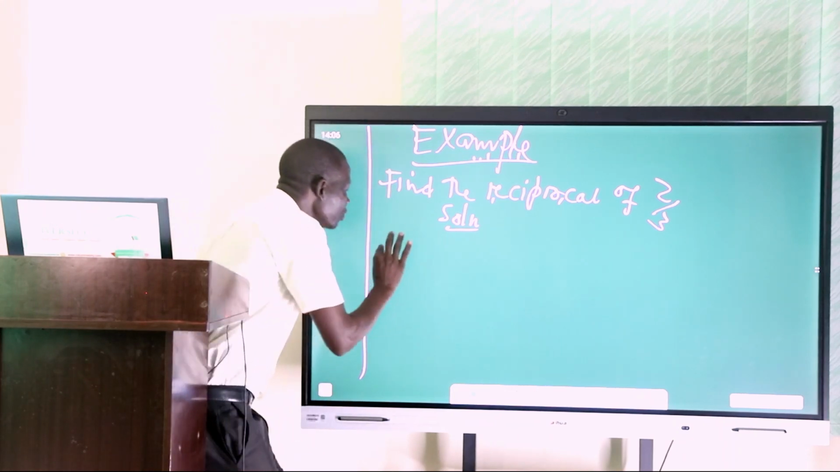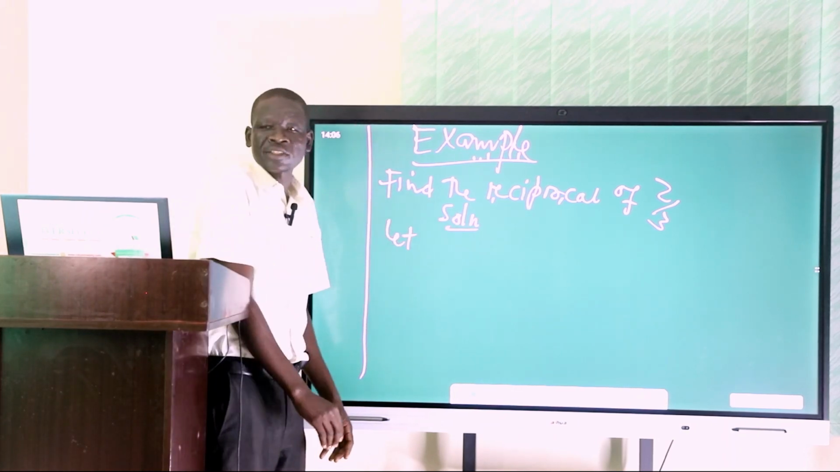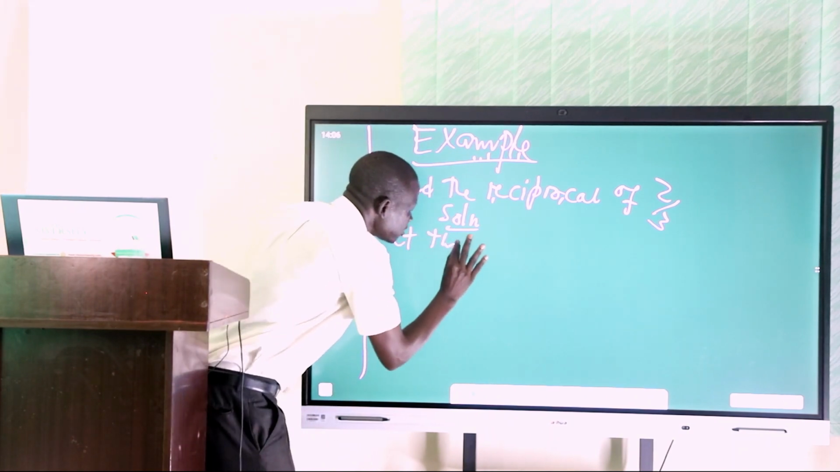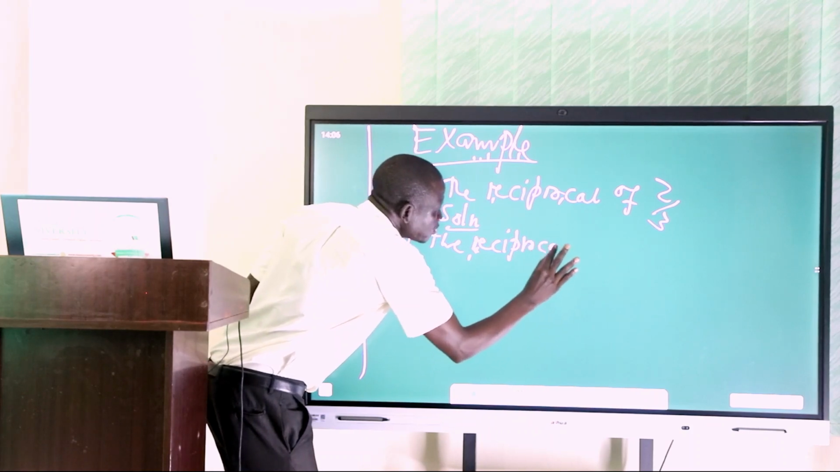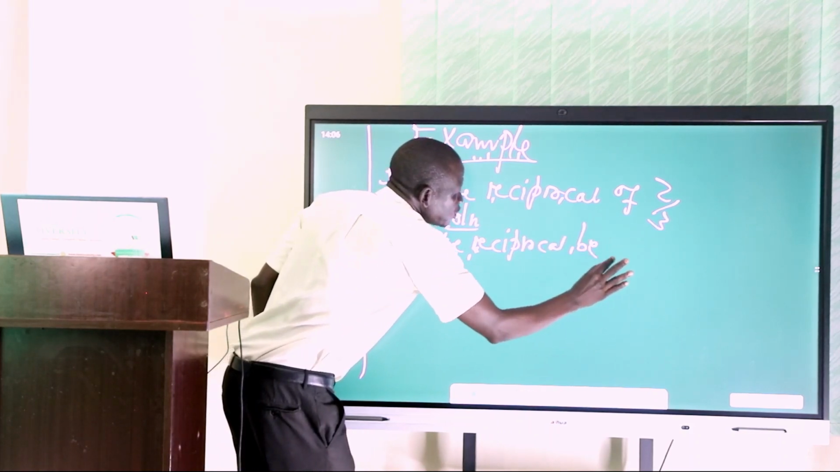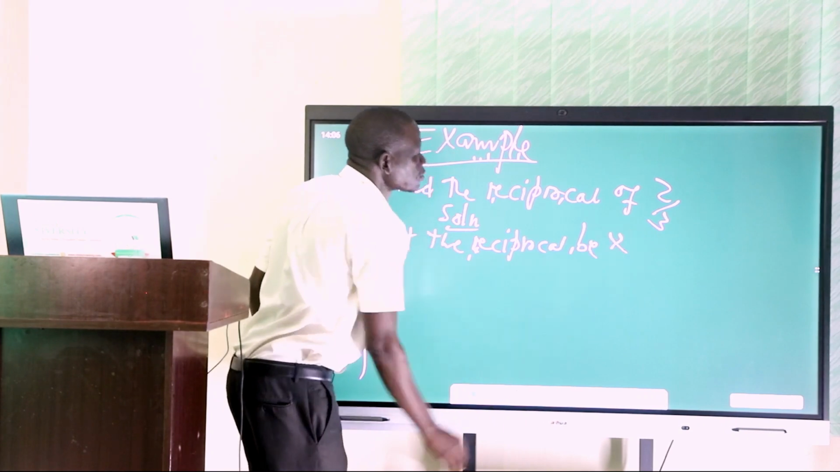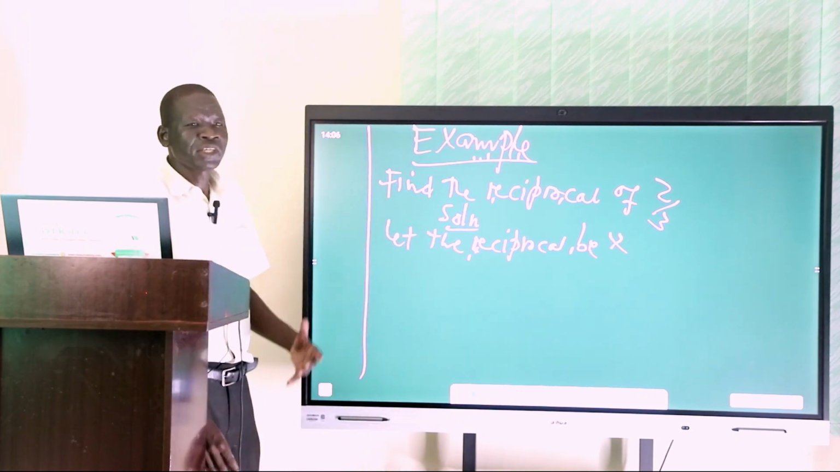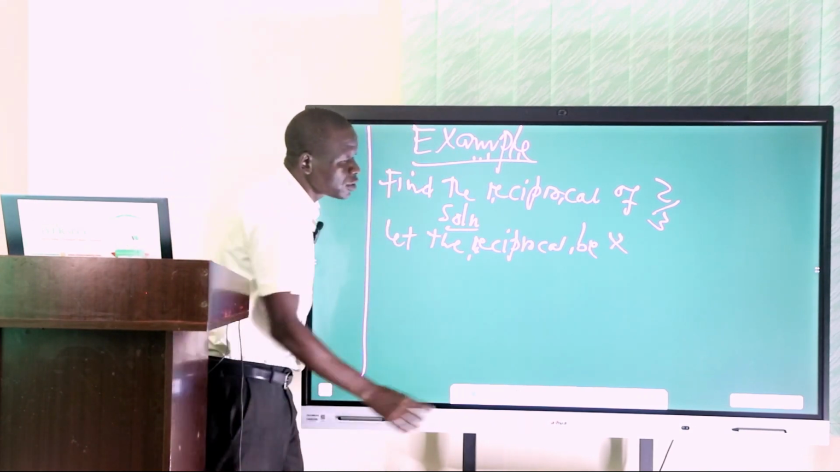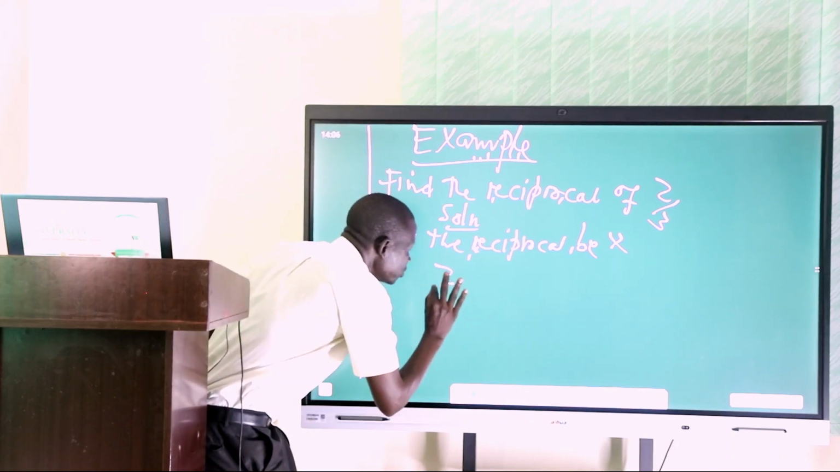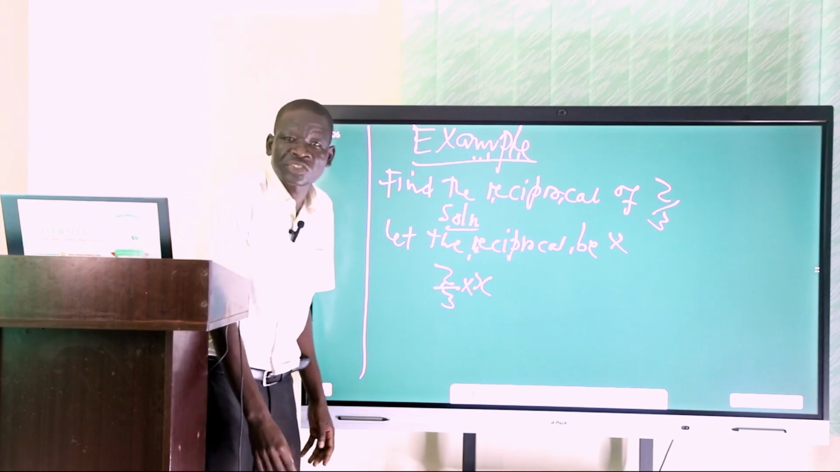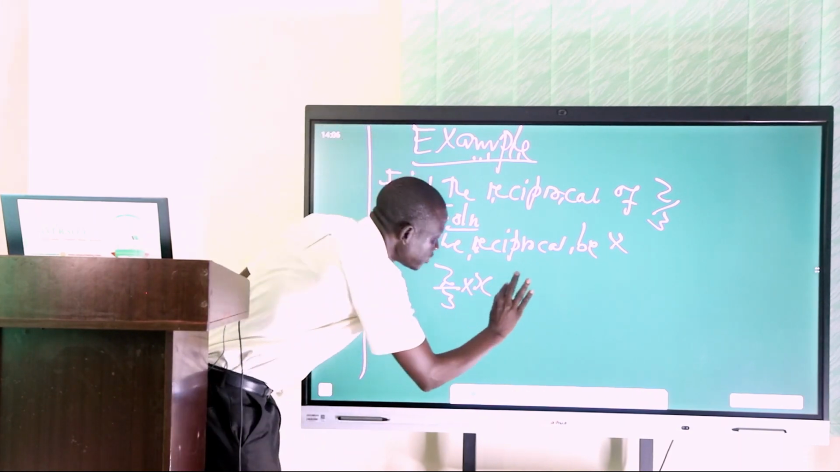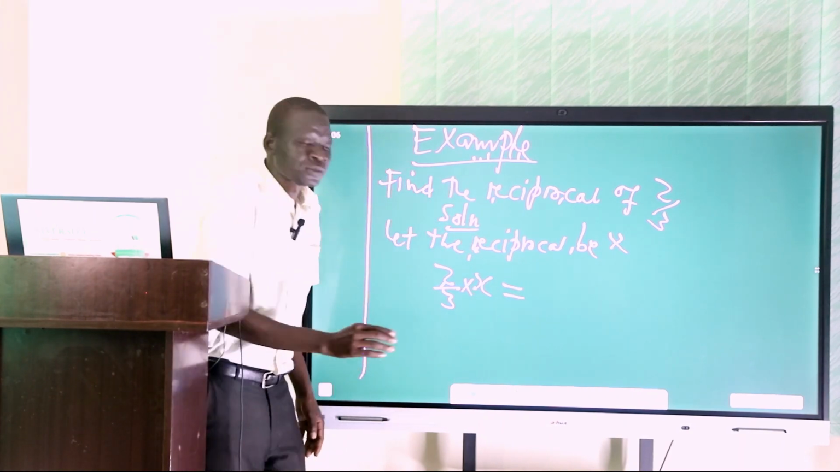So we are saying, we let the reciprocal be, we can let it to be x. After letting it to be x, we multiply that number, which is 2 over 3, by the reciprocal, which is x. And then we equate to 1.